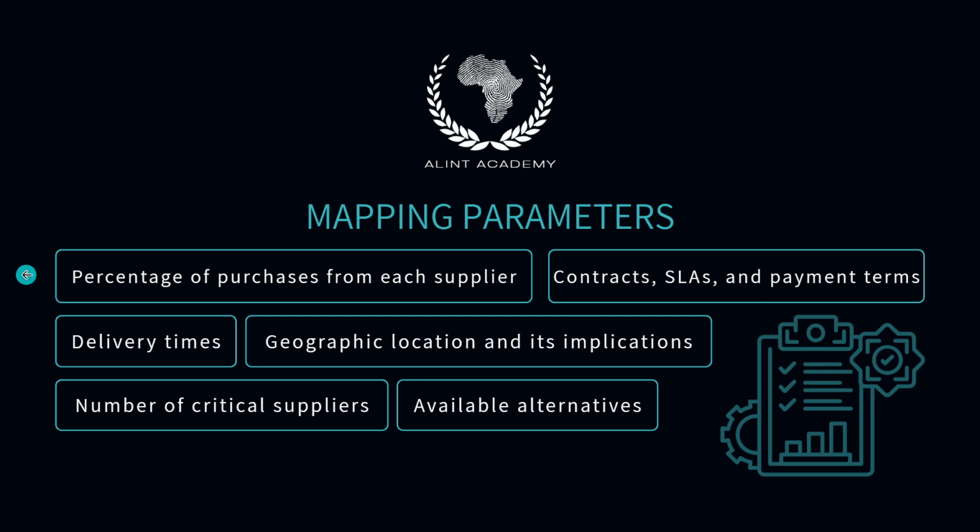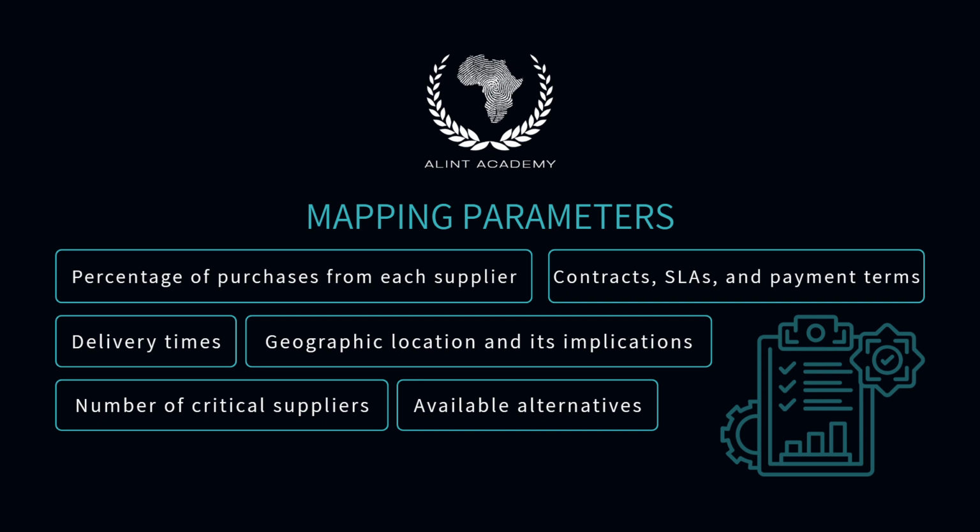Delivery times are another important consideration, since delays can affect operations and production schedules. Analysts also examine the geographic location of suppliers, because location can influence logistics, transportation costs, and exposure to regional risks. Another key factor is identifying critical suppliers, those whose products or services are essential for the company's core operations. In these cases, analysts also examine whether alternative suppliers are available if the primary supplier fails.